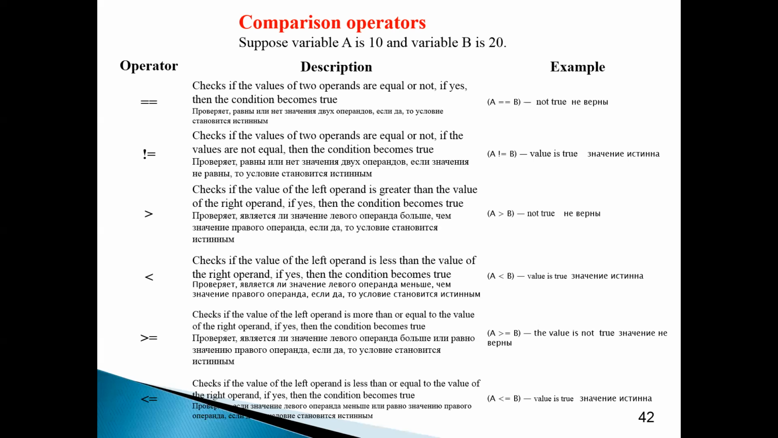For example, operator more or equal. Description: checks if the value of the left operand is more than or equal to the value of the right operand. If yes, then the condition becomes true. And we have examples of it. A more or equal b, the value is not true because a is 10 and b is 20.